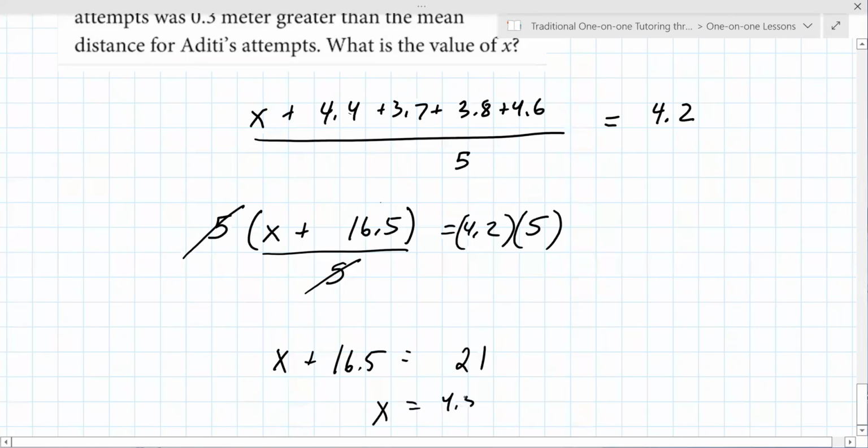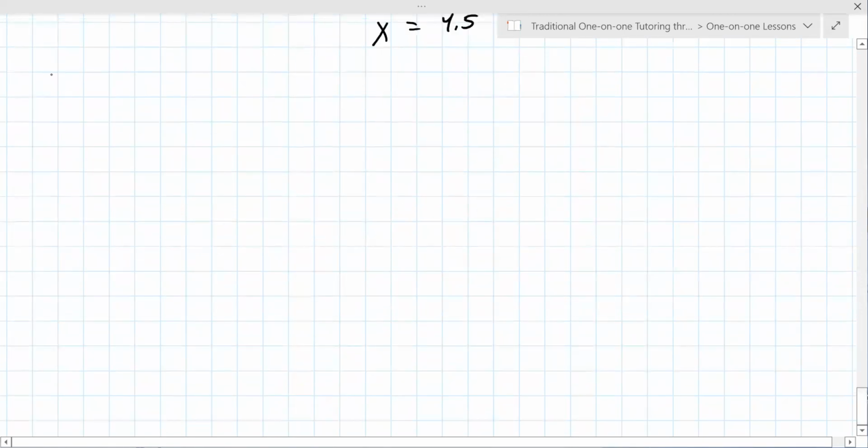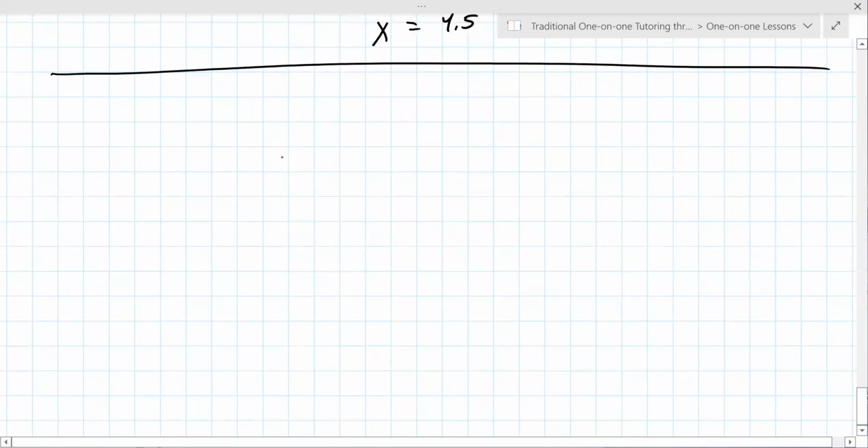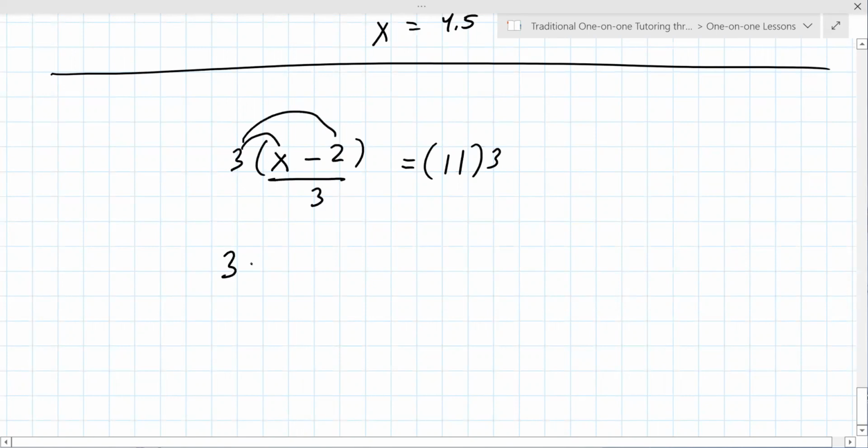Sounds good. Okay, so let's just really quickly talk about this skill. So let's say I gave you an equation like this: x minus 2 over 3 equals 11. Now when I tell you to multiply both sides by 3, we're going to do it the way that you are trying to do now. So you can see you're supposed to multiply to both terms. So it's 3x minus 6, but it's still divided by 3. So it just does nothing.